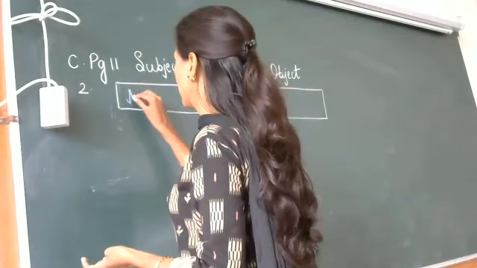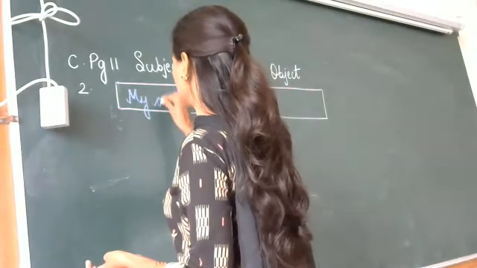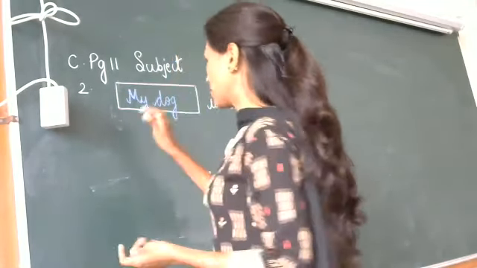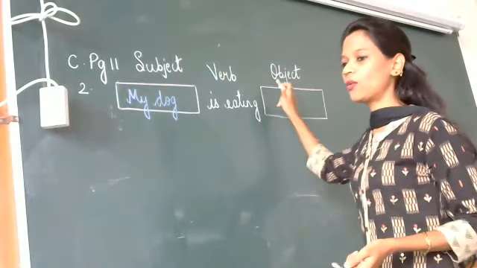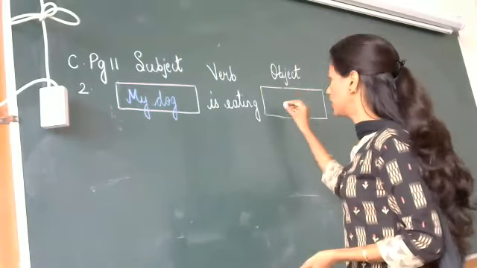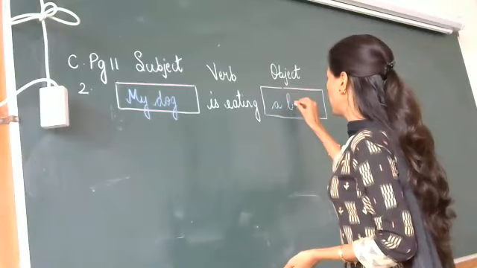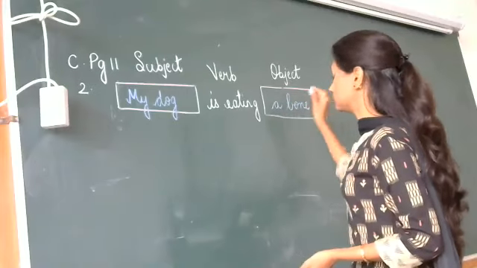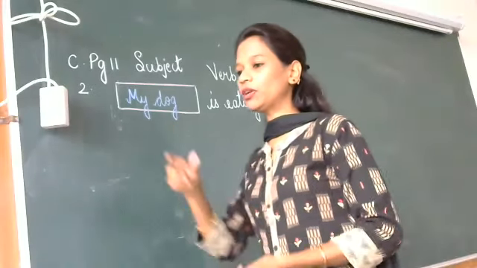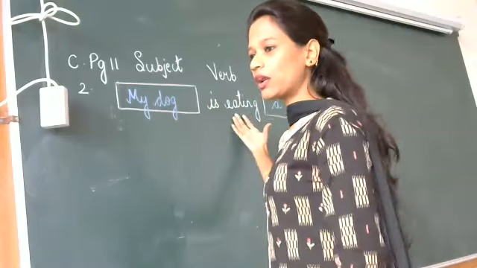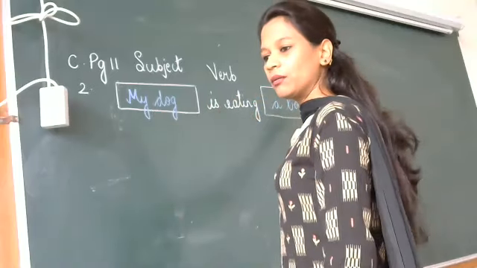So I will write, my dog. I'll write, my dog is eating. Now I have to put the object here. I'll write, my dog is eating a bone. If you have written my father, you can just say is eating breakfast.